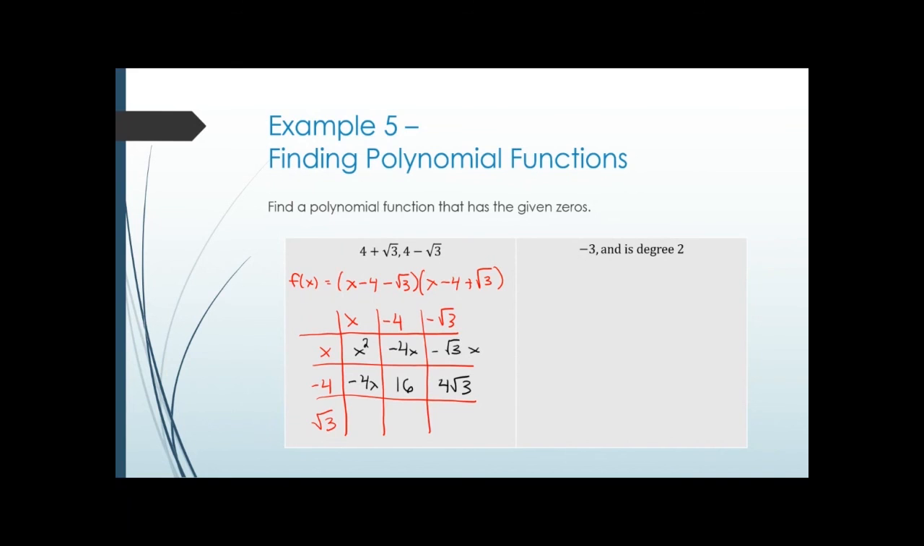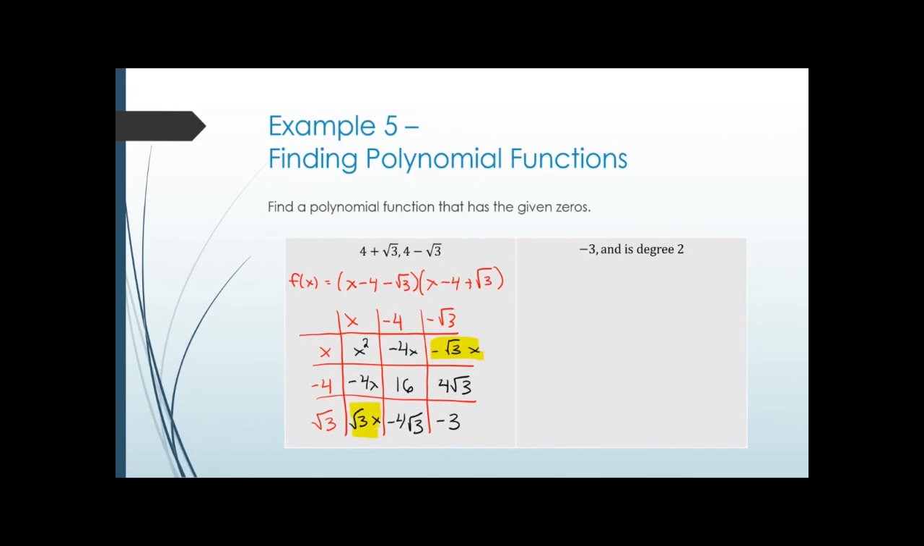Bottom row, I have square root of 3 times x. And then I have square root of 3 times negative 4, so that's negative 4 times the square root of 3. And then negative square root of 3 times square root of 3, so the square root of 3 times the square root of 3 is 9, or that would give me square root of 9, which is 3. So the square roots just cancel, and I just end up with negative 3. Now, our things with the square roots actually end up canceling in this case.